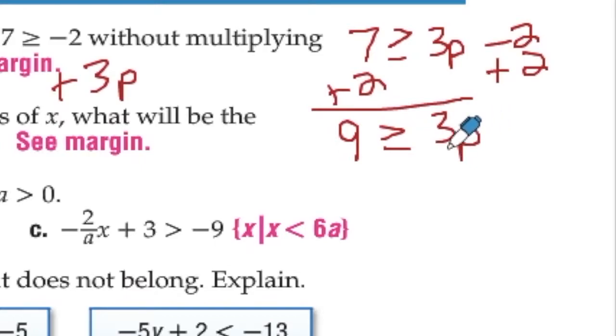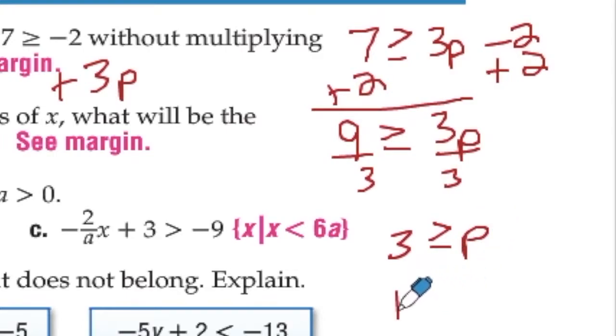to 3p. And when I divide by 3, I get 3 is greater than or equal to p, which is p is less than or equal to 3. So that's how you can get around dividing by a negative and worrying about flipping that inequality symbol, as you could move things around a little bit.